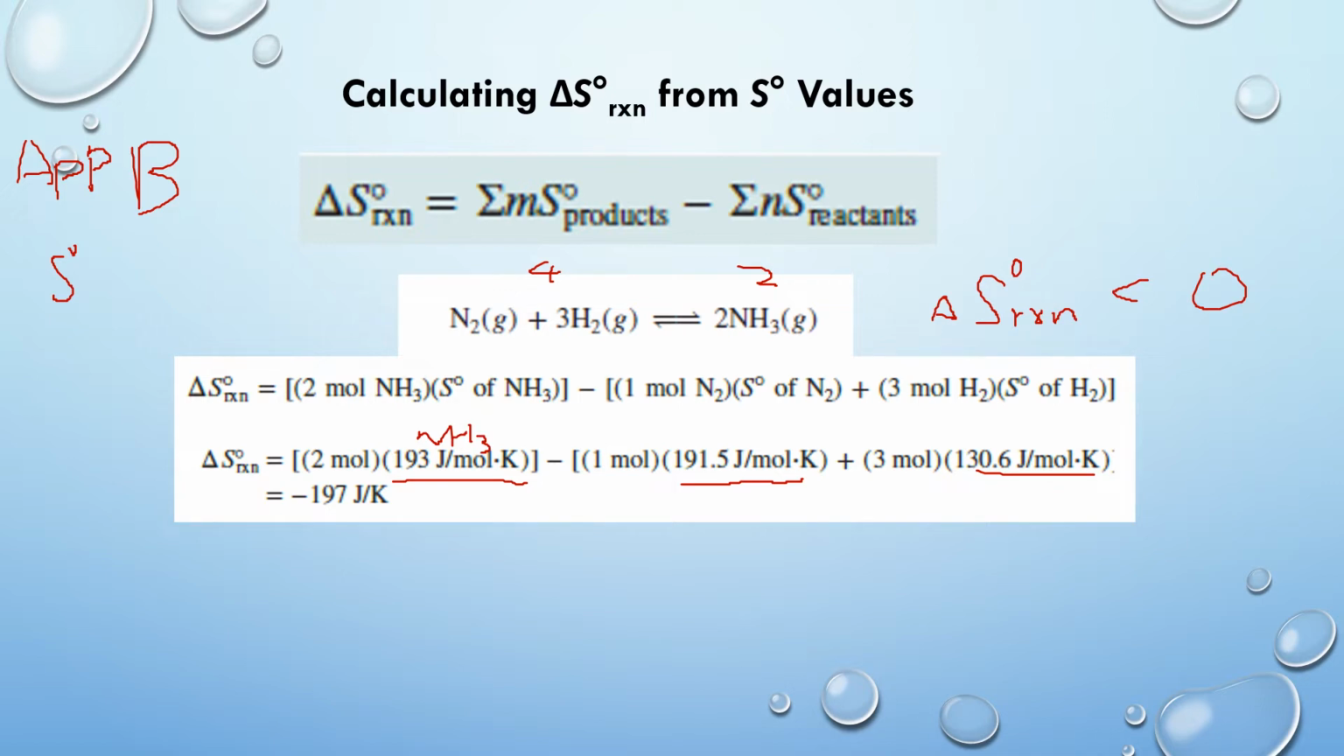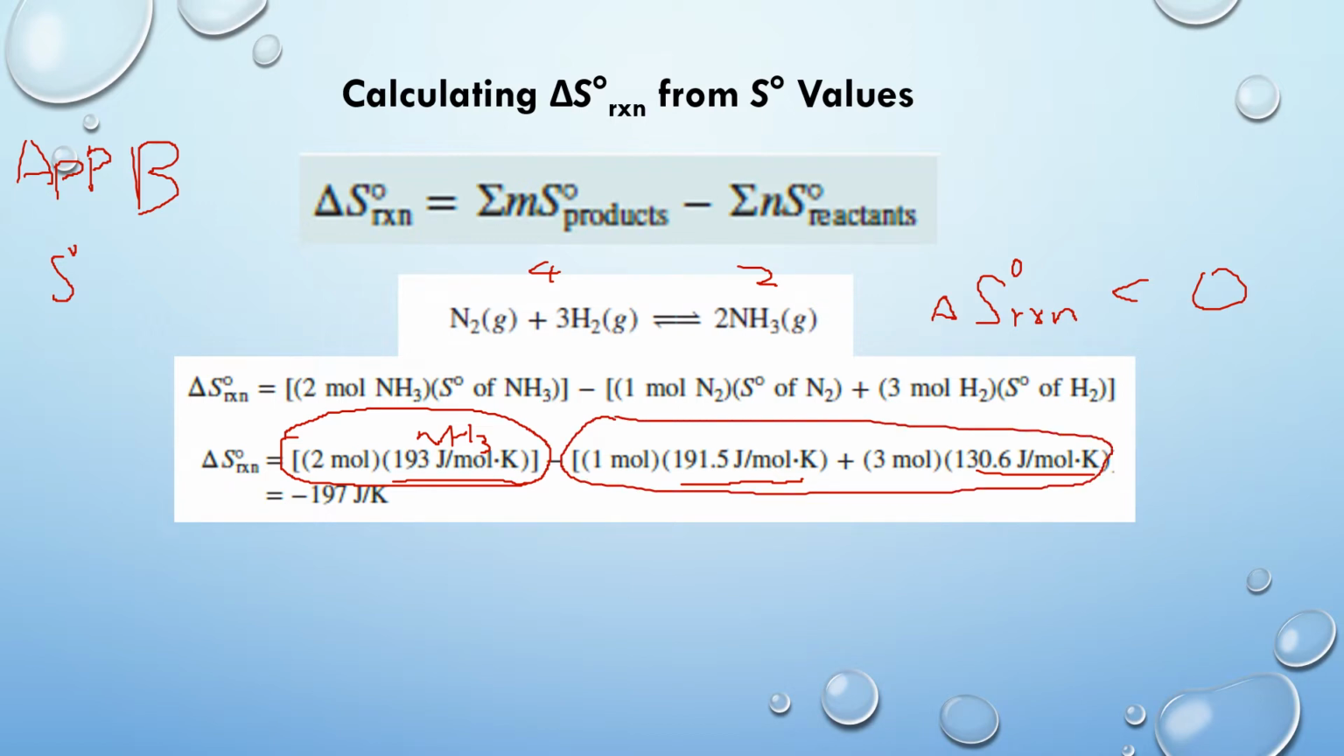So we have products minus reactants. Here is the total S naught of your products. You have 2 moles of ammonia, so you multiply the S naught of ammonia by 2. The bracket is the sum of S naught for your reactants. You have 1 mole of nitrogen and 3 moles of hydrogen. It's exactly the same approach as calculating the delta H. At the end you get negative 197. So as we predicted, it is less than 0.